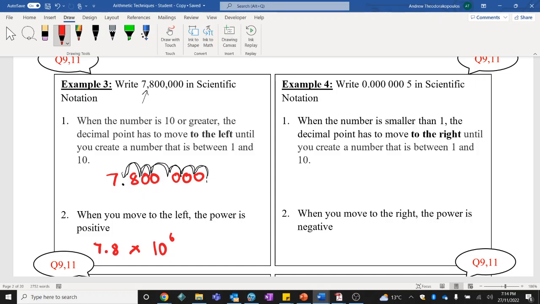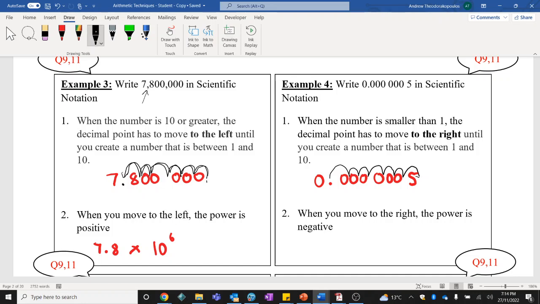Let's see what happens when we want to make a really small number into a scientific number. Let's just rewrite the number down again. Make sure we're writing the correct amount of zeros. Okay, now this time we want to move the decimal to the right, so that way we can create a number that is between 1 and 10. Because right now we have a number that's just a little bit bigger than 0.